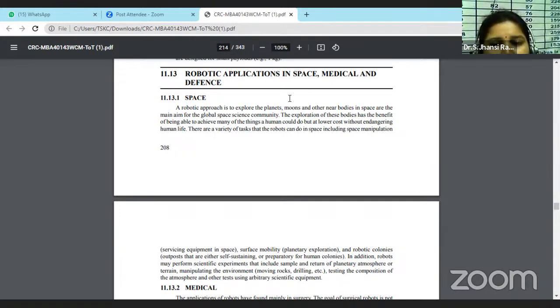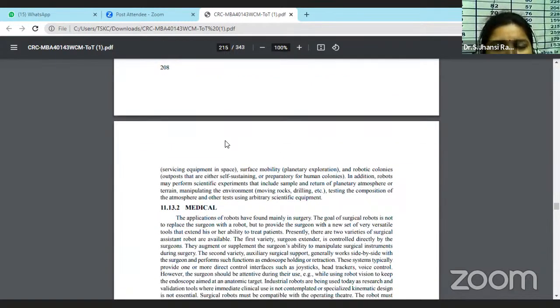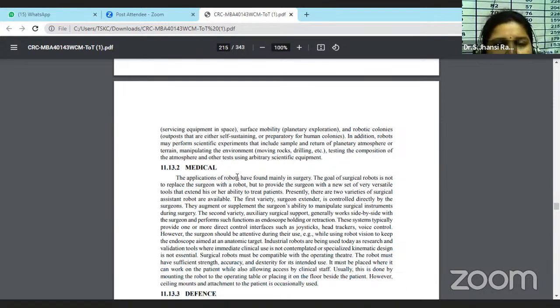And the exploration of these bodies will help us know how human things could be done at lower cost and not even endangering human life. And a variety of tasks that robots can do in space, including space manipulation, that is servicing equipment in space, surface mobility, robotic colonies. These are all possible only because of robots. We can innovate or explore different things with the help of robots in the field of space.